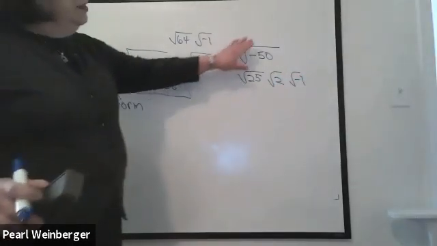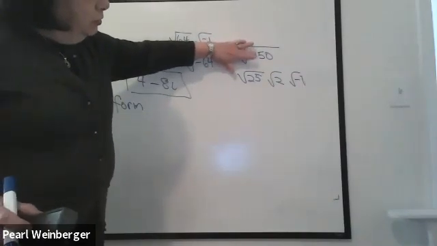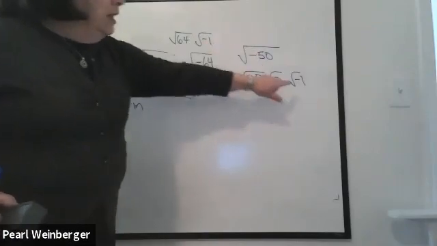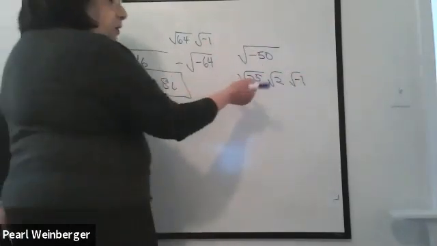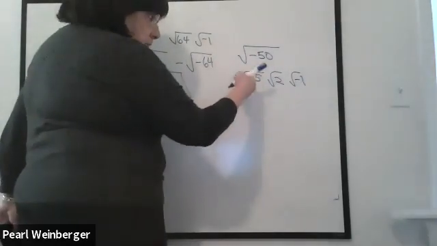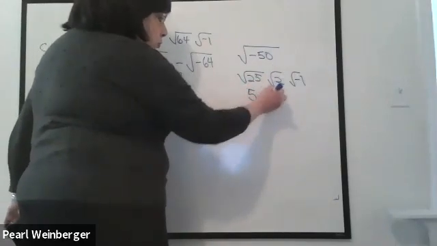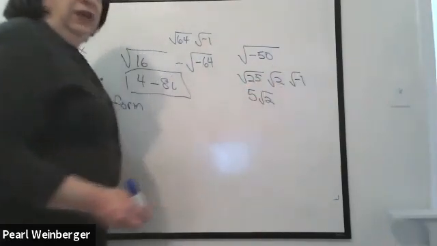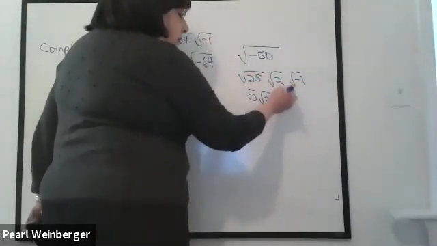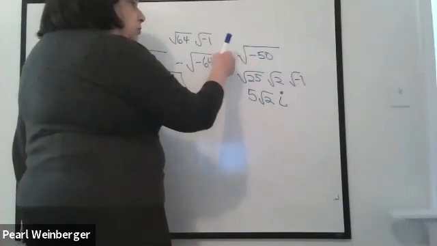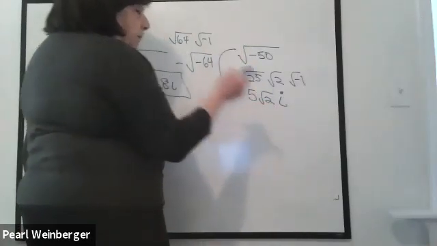In other words, when I want to simplify something with a negative inside a radical, I just look at the positive numbers and stick the negative 1 sort of at the end. Now, what does that give me? The square root of 25 doesn't have a negative, so it's just plain 5. The square root of 2 is irrational, so I just have to leave it the square root of 2. And the square root of negative 1 is i. So the square root of negative 50 is 5 radical 2i.